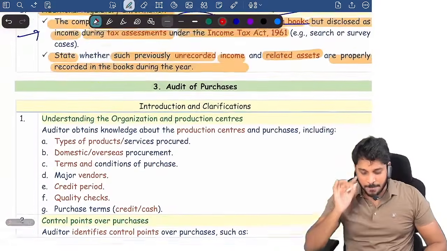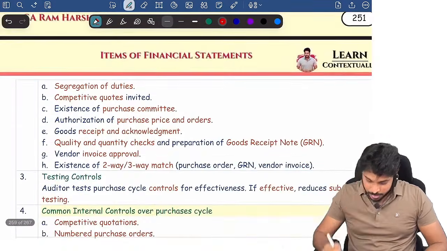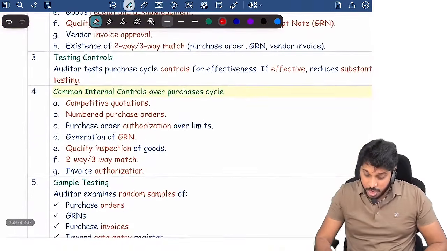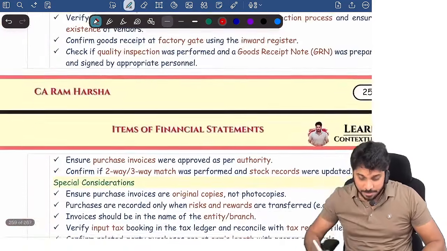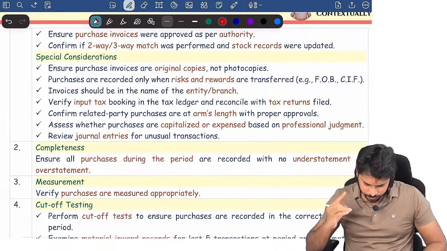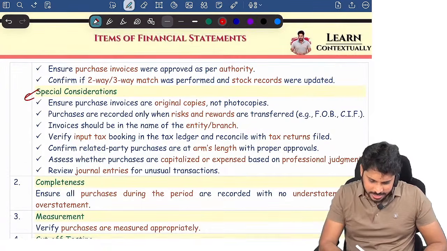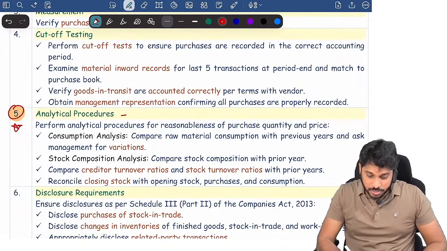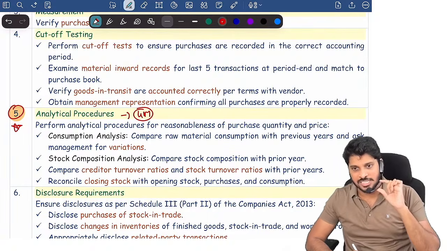Introduction to purchases. Many times, this itself can be asked as a 5 marks question. Controls over purchases, a 5 marks question can come. Common controls over the purchase cycle, a 5 marks question can come. Any of these three. Another one is special considerations in occurrence of purchases, a 5 marks question can come, or analytical procedures related to purchases, a 4 marks question. These are all the probable questions, guys.